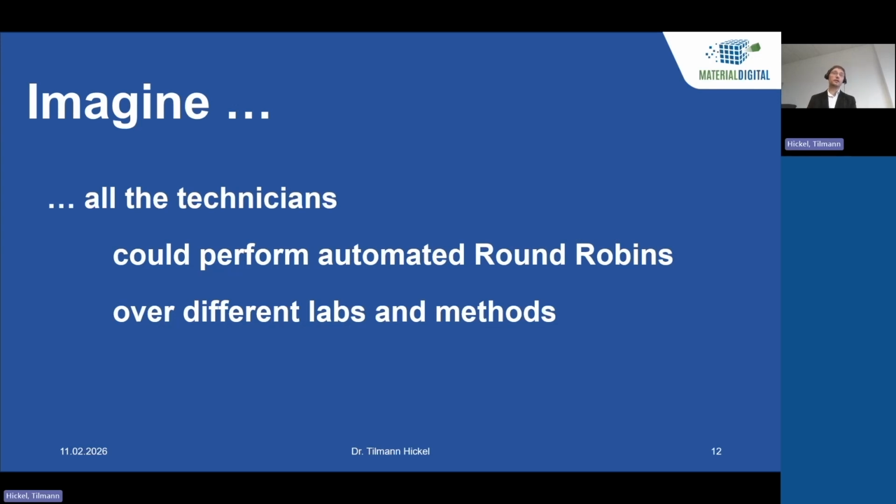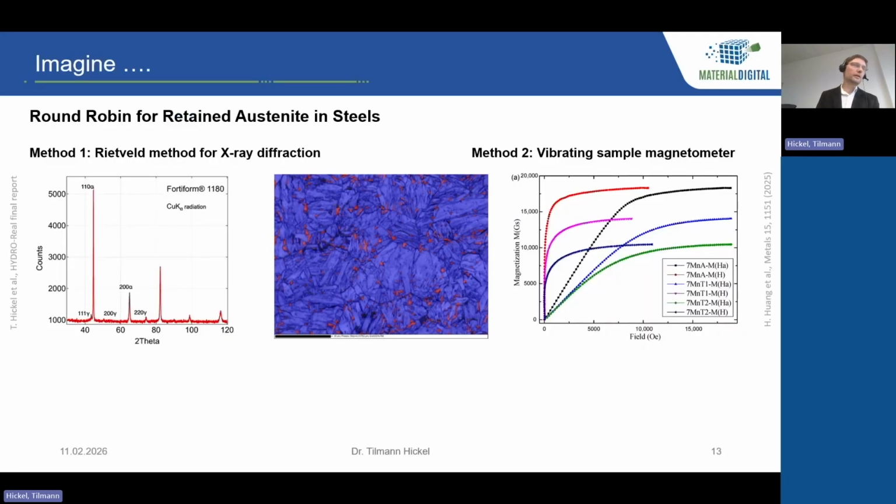Imagine all the technicians could perform automated round robins over different labs and methods. So that's also a typical scenario. I have here from one of our projects where I am involved, shown here is a microstructure of advanced high-strength steel, high manganese steel, and you have retained austenite. And it's really important to know what is your amount of retained austenite. And then there are different methods available. You can do it with X-ray diffraction, you can do it with magnetic measurements.